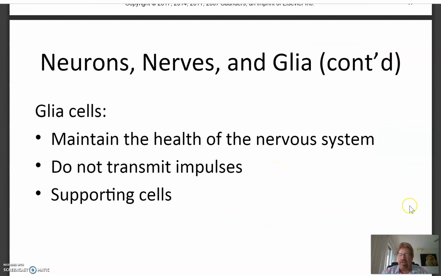So if we were thinking about, say, the military, the neurons would be the combat soldiers, the infantrymen, like Dr. Tom once was. And the glial cells would be like the cooks and supply people and intelligence and mechanics and all that sort of thing. You got to have them too. So they may not be out there crawling in the mud dodging bullets, but they're keeping you in ammunition and so forth. Okay, glial cells maintain health of the nervous system. They do not transmit impulses. Okay, supporting cells. All those are good.